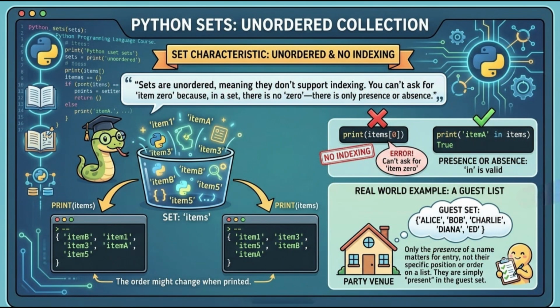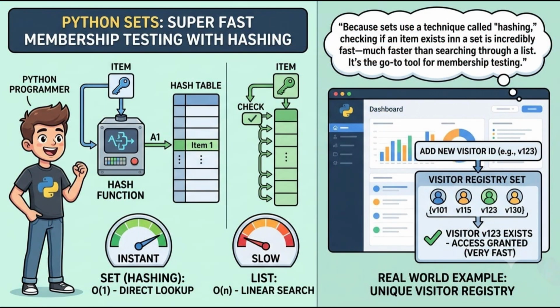Notice that when we print our set, the order might change. Sets are unordered, meaning they don't support indexing. You can't ask for item 0 because, in a set, there is no 0, there is only presence or absence. Because sets use a technique called hashing, checking if an item exists in a set is incredibly fast, much faster than searching through a list. It's the go-to tool for membership testing.